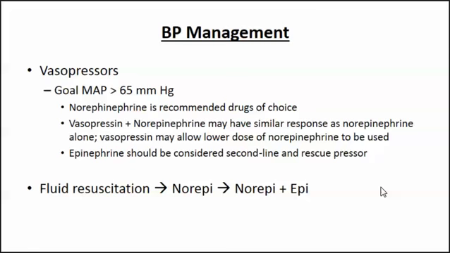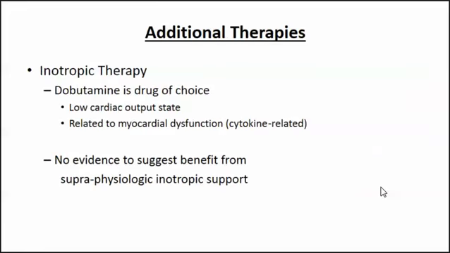The only thing it's been able to show is that you need less norepinephrine if you co-administer it with the norepinephrine. That may be good, that may be bad, but don't use vasopressin as a first-line agent in patients with septic shock. Vasopressin, norepinephrine, as we've talked about, epinephrine is your rescue drug. So if you start norepinephrine, it doesn't work, you want to add vasopressin as a co-agent with norepinephrine, makes good sense, and if you still remain hypotensive, your next drug of choice is epinephrine. So, fluid resuscitation, norepinephrine, norepi plus epi.